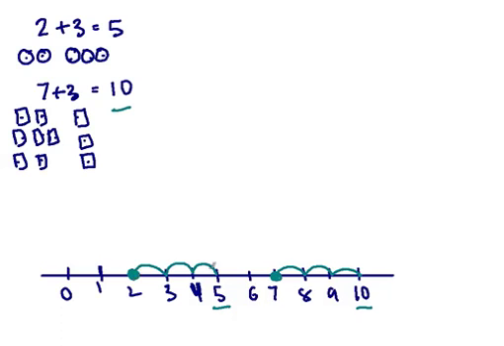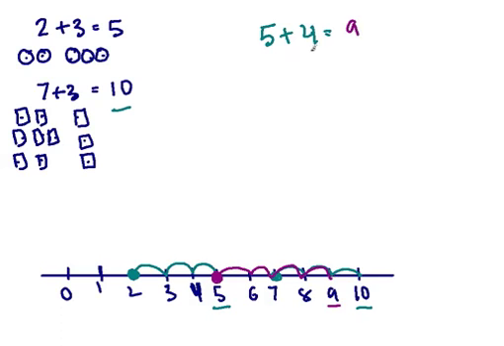But if you were adding 4, let's say, so say you had 5 plus 4, how many spots would you jump? You would jump 4 spots. So let's start on 5, and then since you're jumping 4 spots, you go 1, 2, 3, 4. And you end up on 9. So 5 plus 4 equals 9.